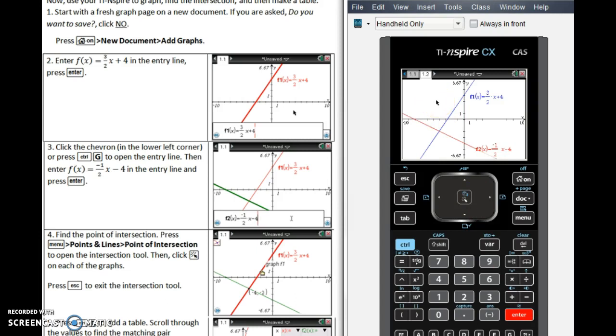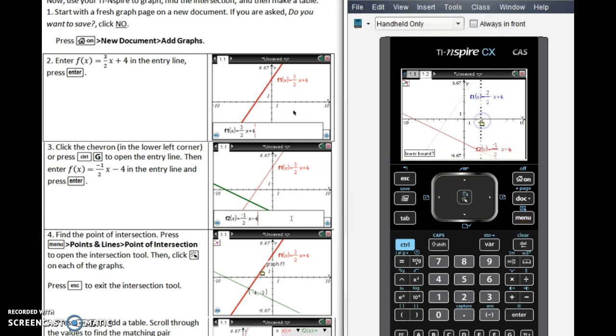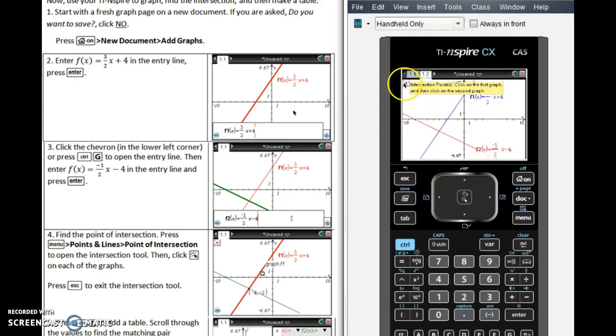There are a couple different ways to find the intersection points. One is under the menu command with Analyze Graph. You go to intersection point, click a value below, click a value above, and it'll show you that point, -4, -2. I prefer this method: I hit the menu key and then geometry, points and lines, and I go to intersection points. If you don't know how to use a tool, it'll tell you how to use it here. Click on the two graphs, basically. Click the red graph, click the blue graph, and it shows you the point of intersection. It is -4, -2. So that's how you use your calculator to find the point of intersection.